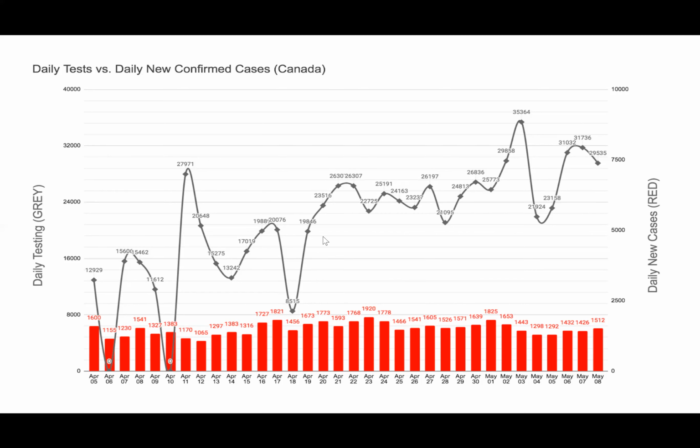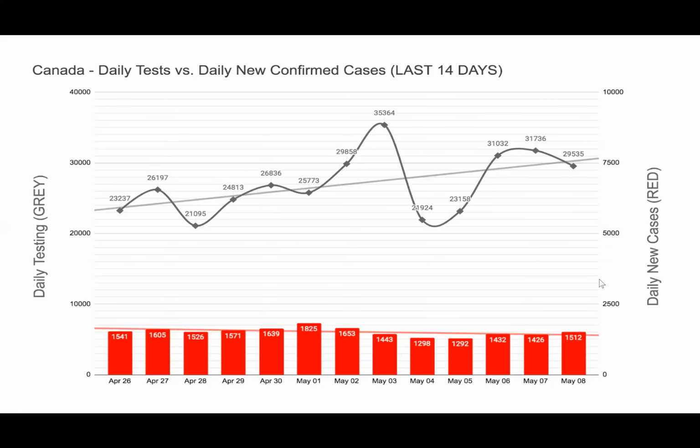Okay, so this one here, for example, I guess yesterday we had 29,535 tests and then 1,512 confirmed cases. Okay. And then what do we have here? This is 14 days. Yeah, this is the same chart. It's just a shorter time frame.